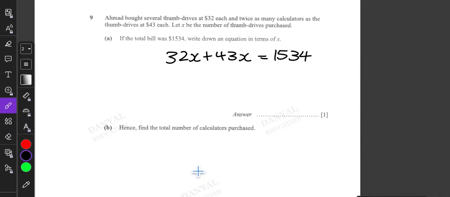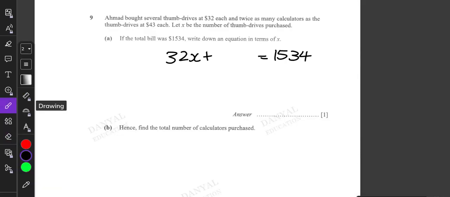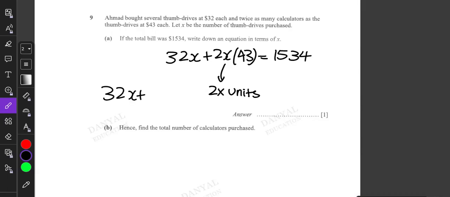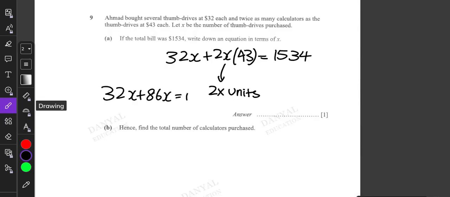Plus 2x times 43. Basically what this question is saying is that it is 2x times 43 because there's twice as many units, 2 times unit. So that will be your equation. It will be 32x plus 86x equals 1534, which will therefore be 118x equals 1534.